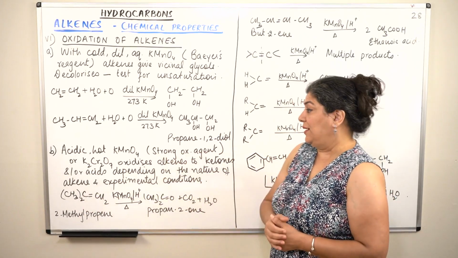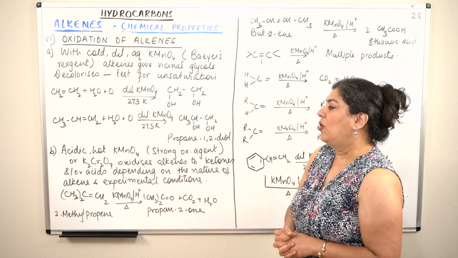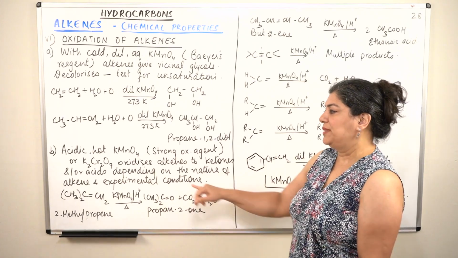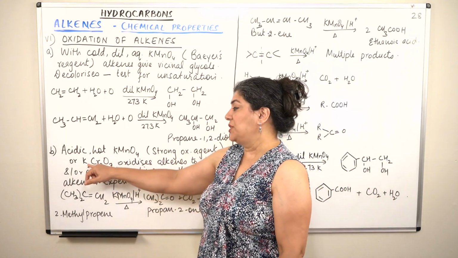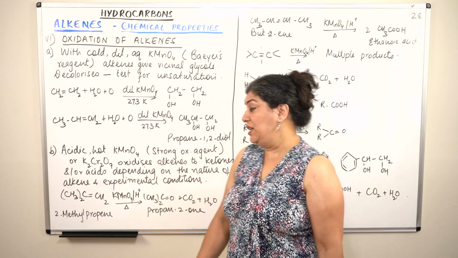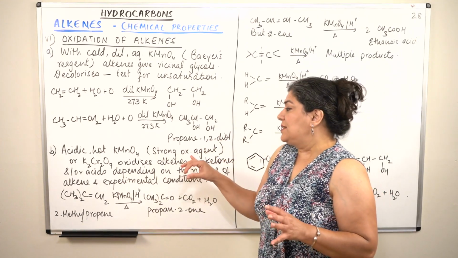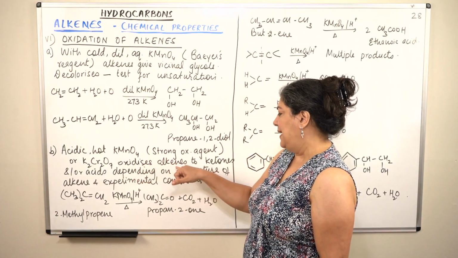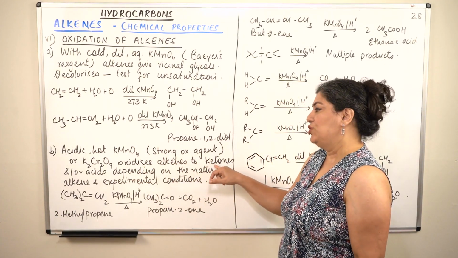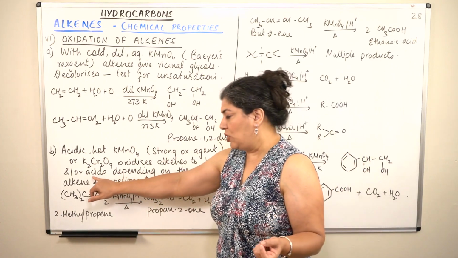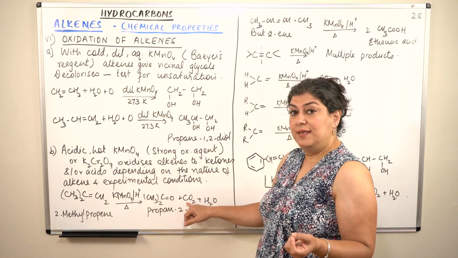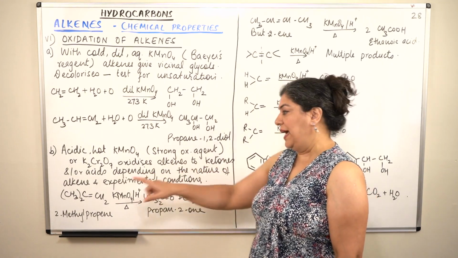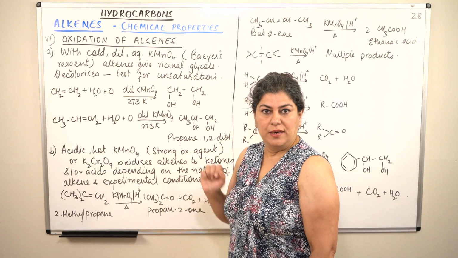And let me first read this out. Acidic hot potassium permanganate acts as a strong oxidizing agent. In place of potassium permanganate, you can use another oxidizing agent such as potassium dichromate too. The strong oxidizing agent that you used will oxidize alkenes and it will result in the formation of ketones or carboxylic acids or carbon dioxide and water. And the products will depend on the nature of the alkene and the experimental conditions.